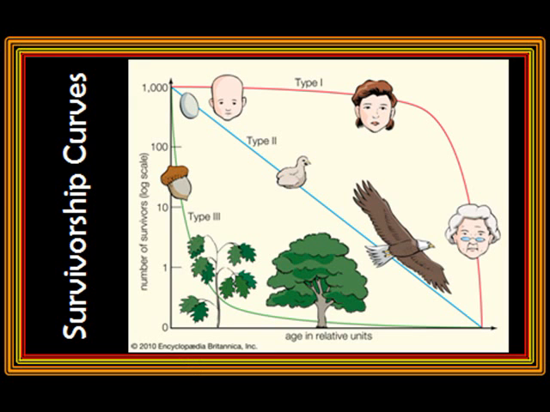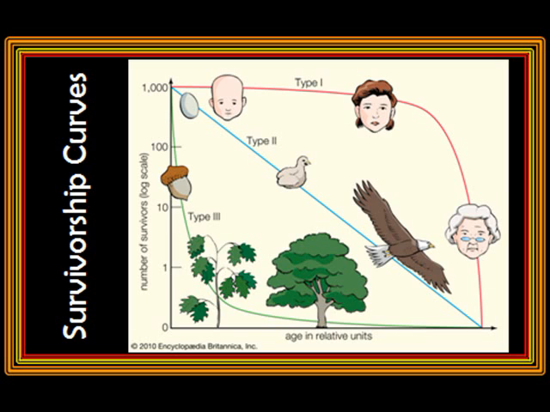All right, I promised you that we were going to talk about survivorship curves, so here they are. If you'll look at this graph carefully, you'll notice the x-axis is the age in relative units. When I say relative units, that means early in the lifetime of an organism, late in the lifetime of an organism. The y-axis is the number of survivors. So let's take a look at humans. Humans are the top curve, the red one, that's labeled type 1.